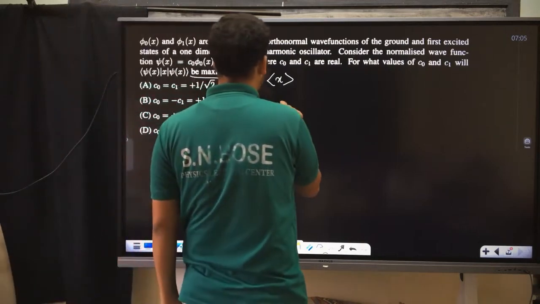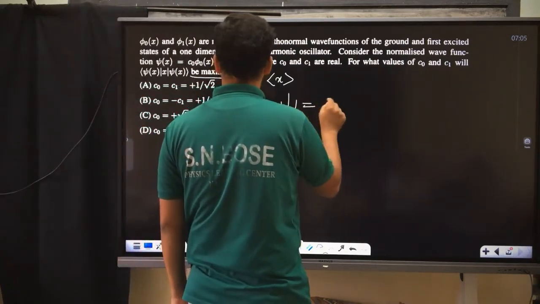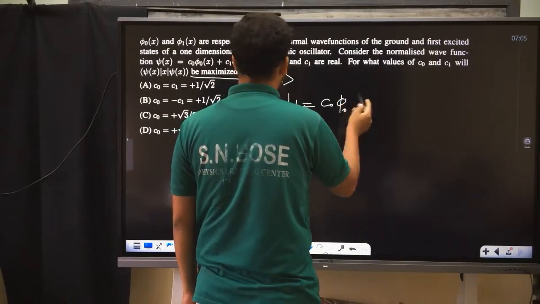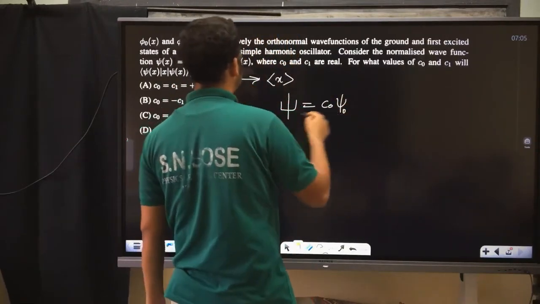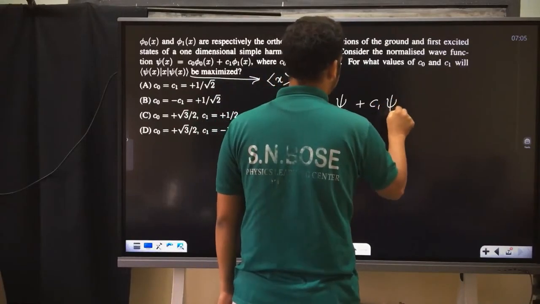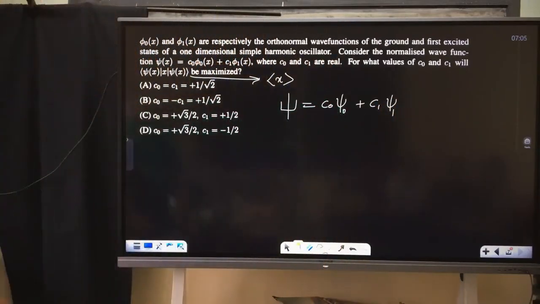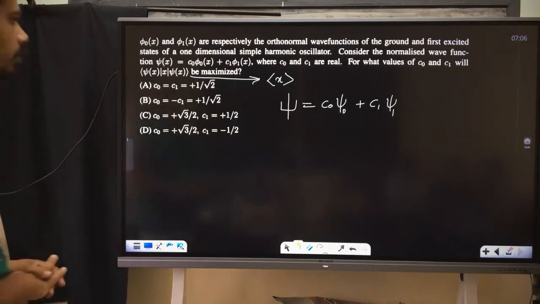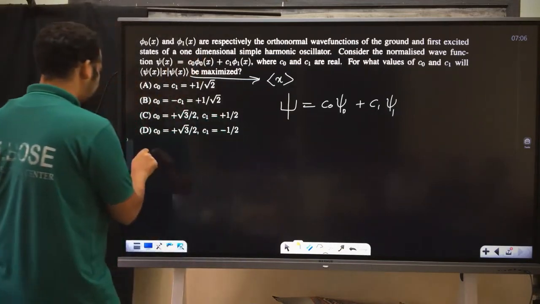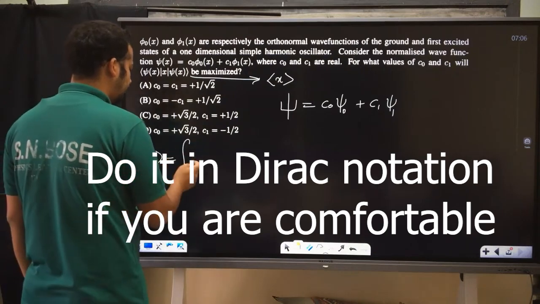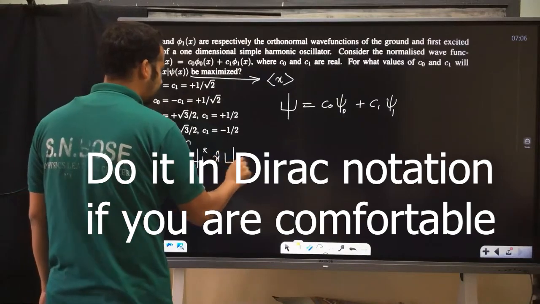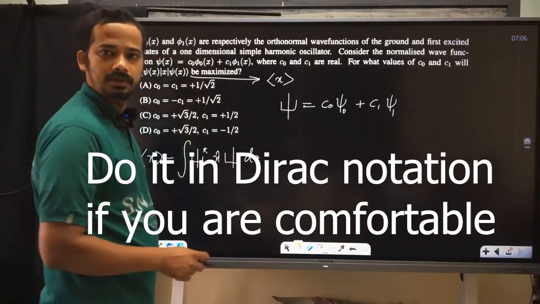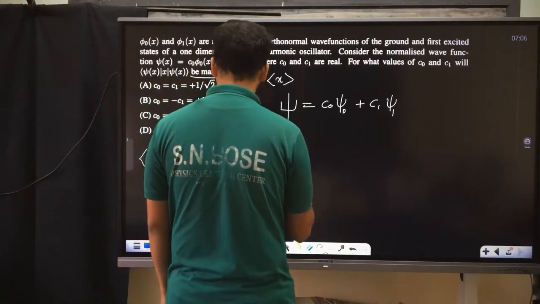You take it neatly. I will use capital psi: c naught psi naught, I prefer psi naught in place of phi naught, plus c1 psi 1. Psi naught and psi 1 are orthogonal eigenstates, the ground state and first excited state of a one-dimensional harmonic oscillator. How do you find the expectation of x? You do the integral of psi star x cap psi dx, and you put that operator, the ladder operator. What is this one?